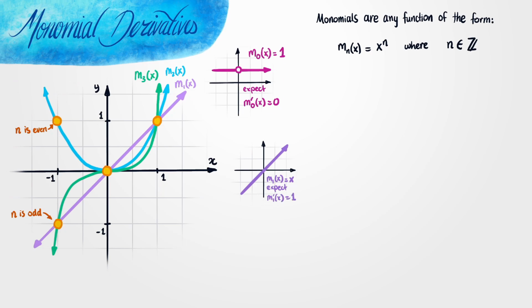Now these two cases are easy enough, but what happens when we go to the next case, which is m2, the parabola?